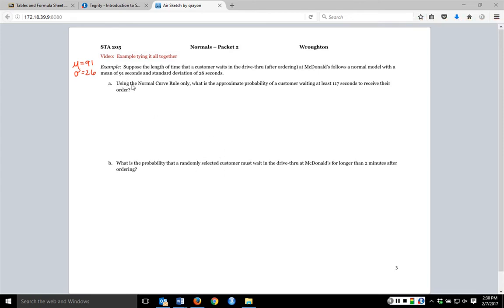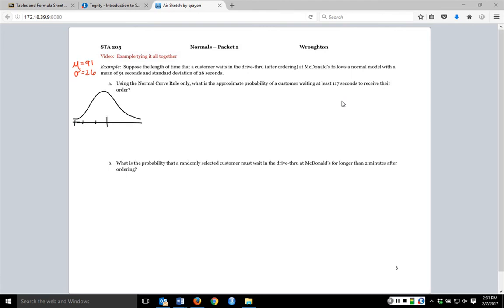So our first question is to use the normal curve rule only. So we can use that 68, 95, 99.7 rule. You're going to find the approximate probability of a customer waiting at least 117 seconds to receive their order. Alright, so I'm just going to start with my picture like we do with pretty much every example that we've done.